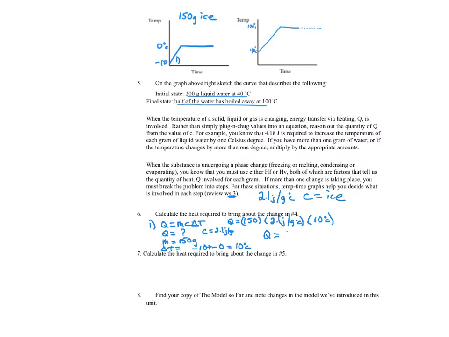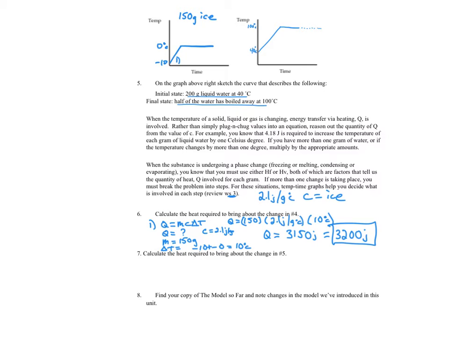Q will equal 3,150 joules. I'm going to need how many significant figures? I've got 2 significant figures in my mass, so I'm going to need 2 significant figures in my answer. So that's going to be 3,200 joules. That's for the first part of this graph.